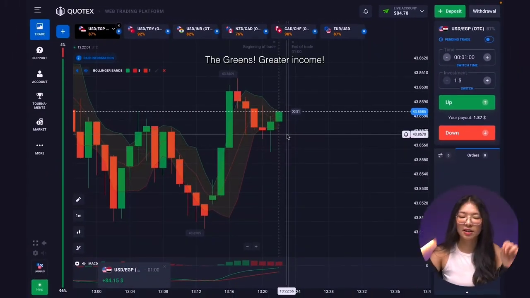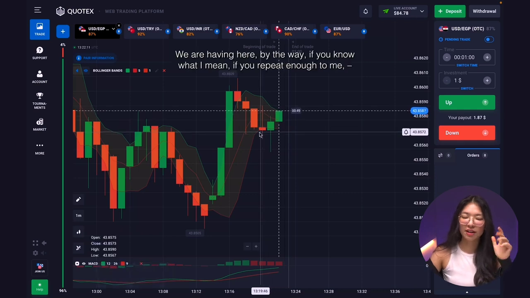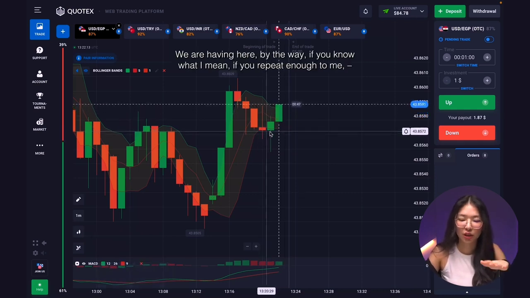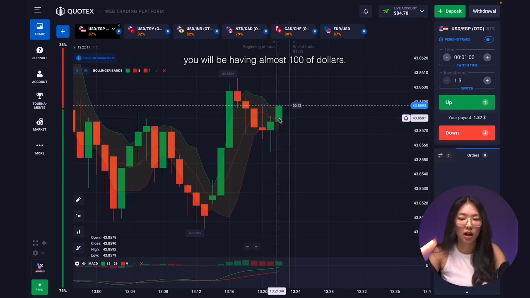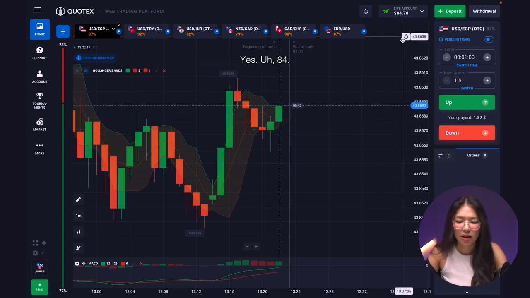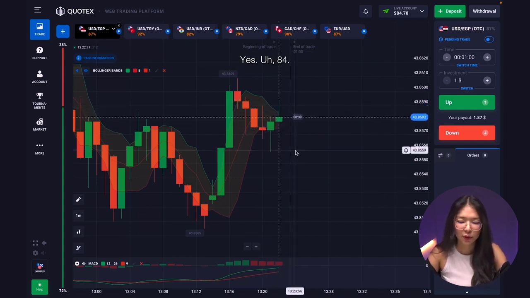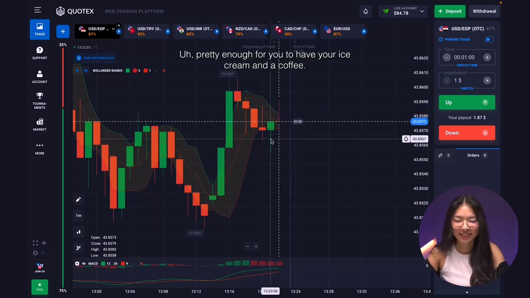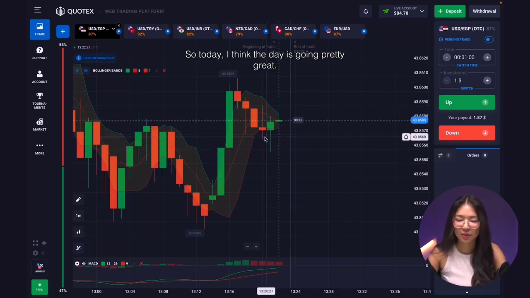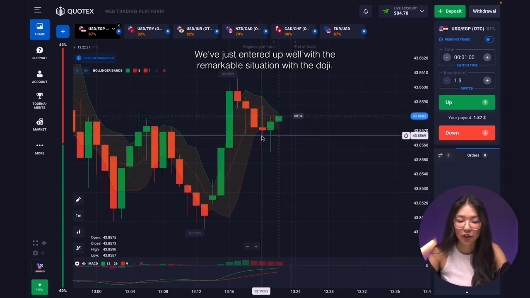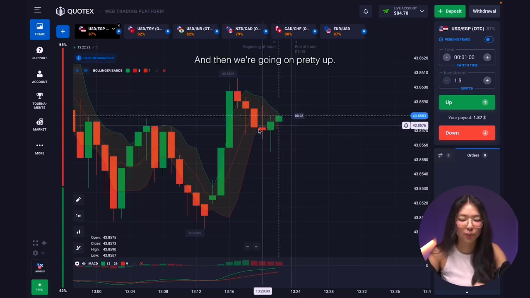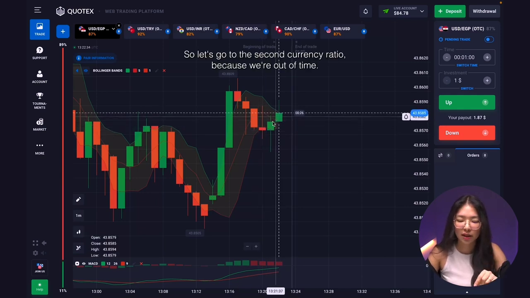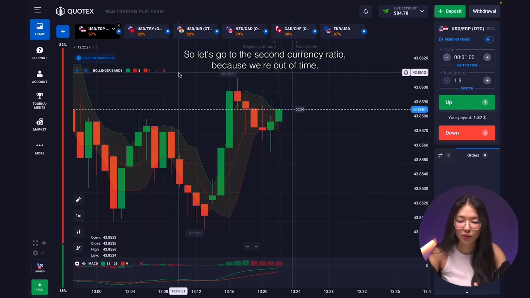The greens, guys, the great income we have here. By the way, if you repeat enough, you will be having almost $100. Yeah, $84, pretty enough for you to have your ice cream and coffee. So today I think the day is going pretty great. We've just entered up well with a remarkable situation with the doji, and then we're going pretty up. So let's go to the second currency ratio because we're out of time.